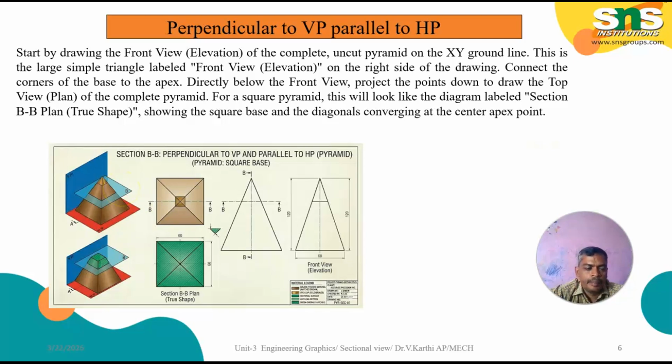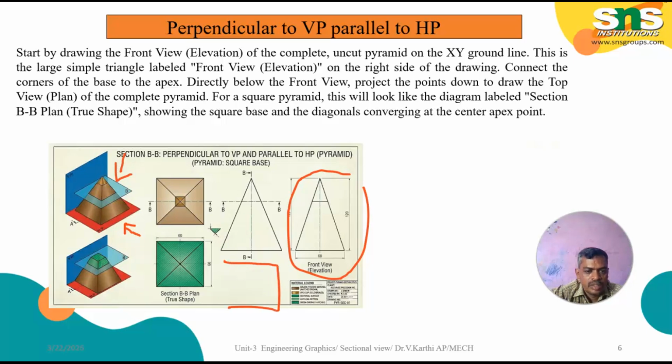Join the apex to the base corners. Visibility is decided from the observer's direction. Based on the vertical, the apex is projected outward. Same in this direction, we focus. First we draw the apex, and we can see the top view in these directions.